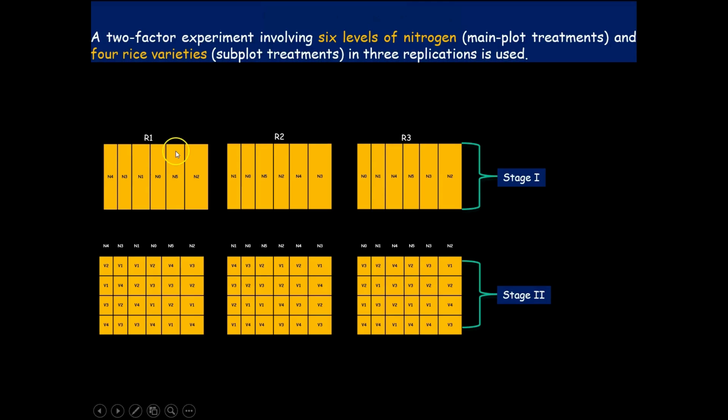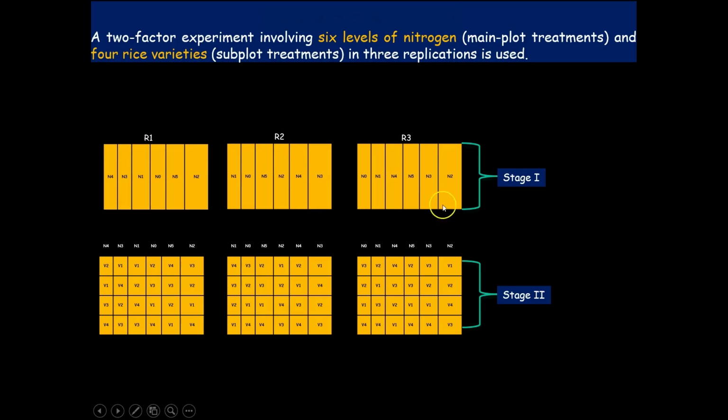Since there is a 2-stage randomization process involved in the split plot design, one for the main plot and another for the subplot, in each replication, main plot treatments are first randomly assigned to the main plots, followed by the random assignment of the subplot treatments within each main plot. For illustration, consider a 2-factor experiment involving 6 levels of nitrogen treated as main plot treatments and 4 varieties treated as subplot treatments in 3 replications: 1, 2, 3.